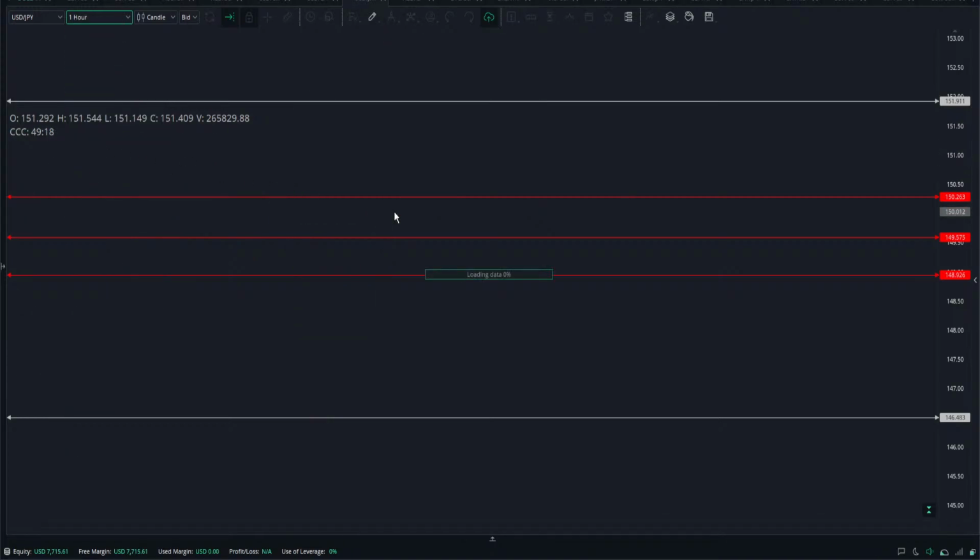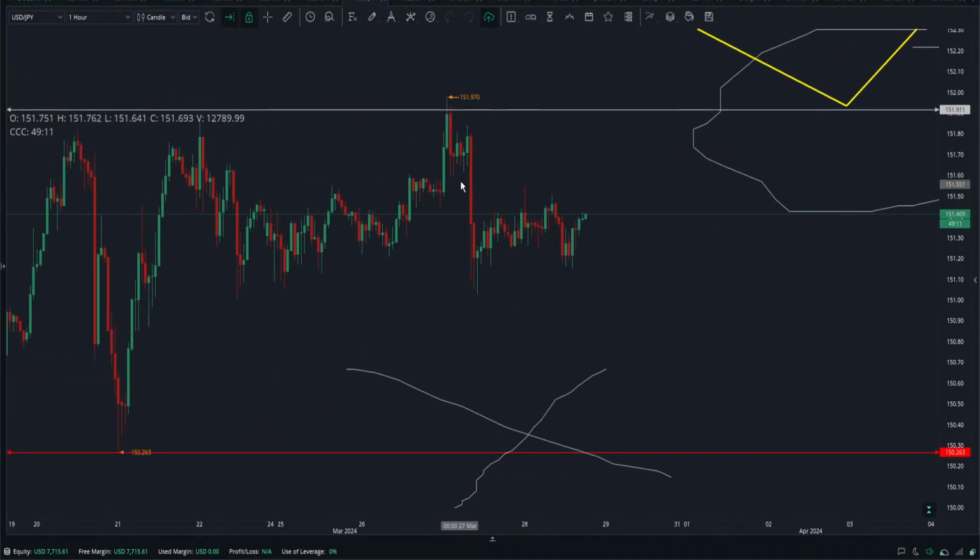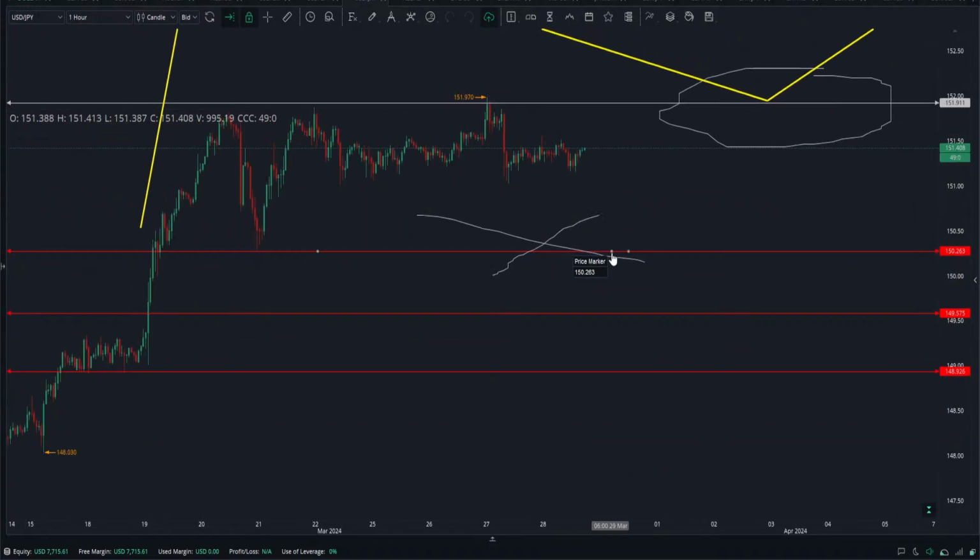I want to check on the 1 hour if the market structure on the 1 hour and 4 hour is broken or not. You can see that there is a clear break of market structure on the 1 hour, and what you call in ICT terms a fair value gap is attracting more and more sellers here. So expect the price to go back towards 150.26 very soon in this one.